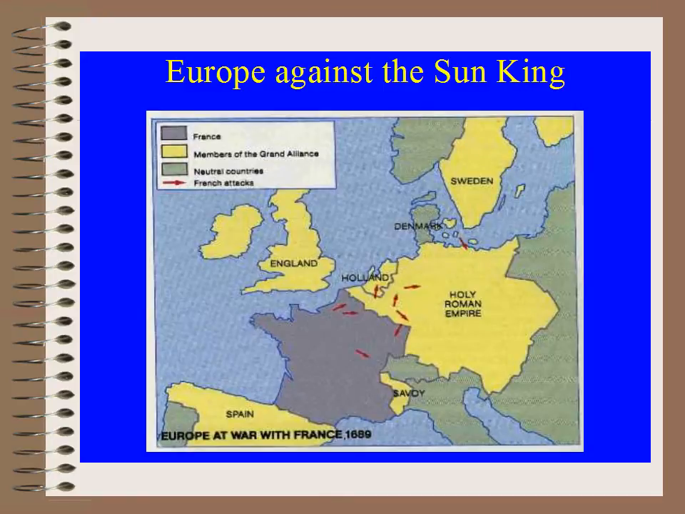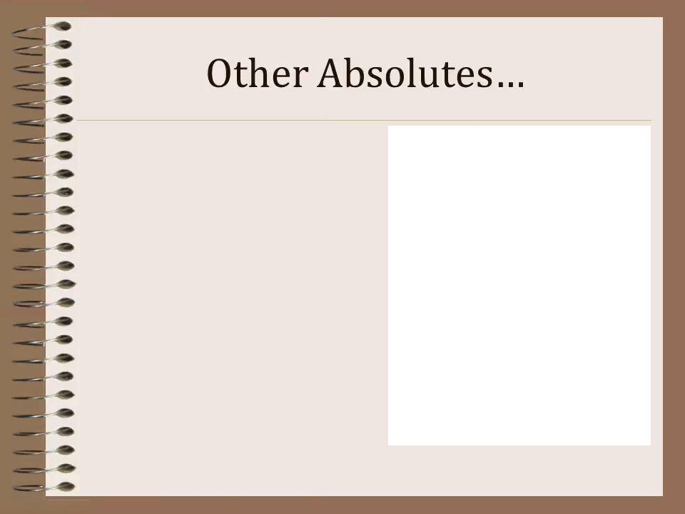Here is a map showing the members of this Grand Alliance, which were attempting to neutralize French expansion. And you can see the arrows are for French attacks. So France was concerned with expanding their influence, and the rest of Europe was concerned with trying to balance power to make sure that they weren't too strong. This is during Louis's wars.